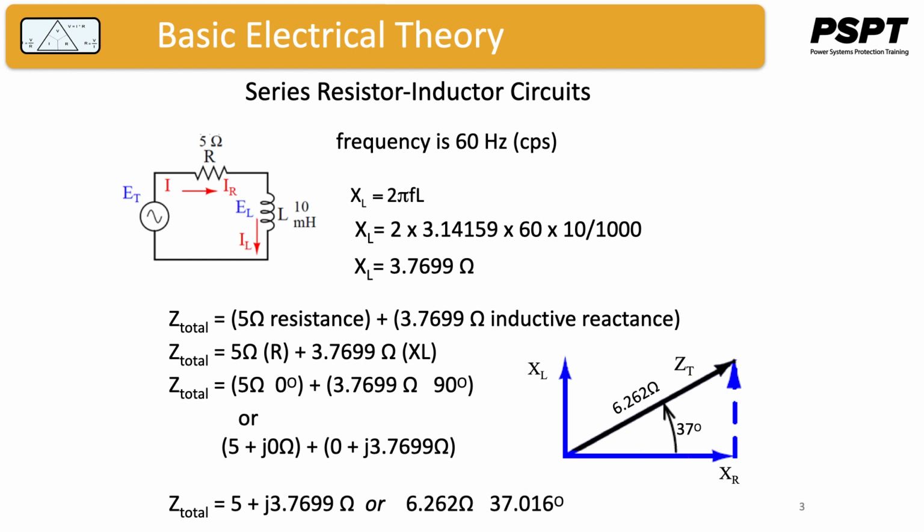We want to add these two together, so we're going to convert them to rectangular notation, which is 5 plus j0 ohms plus 0 plus j3.7699 ohms, which when added together will give us 5 plus j3.7699. If you want to convert that to polar notation, it's a magnitude of 6.262 ohms at 37.016 degrees.